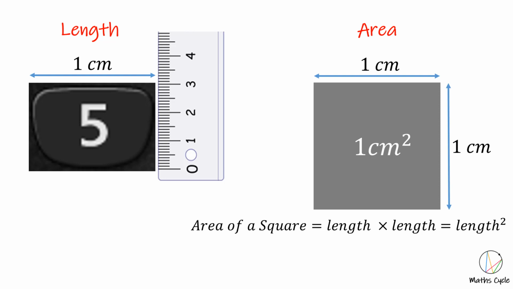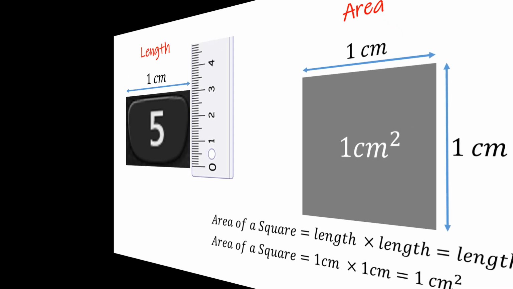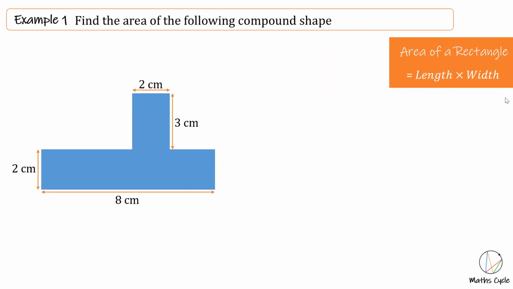So if I looked at this square here, the area of this square is 1 centimeter multiplied by 1 centimeter equals 1 centimeter squared. So it's 1 because 1 multiplied by 1 is 1. And a centimeter by a centimeter is a centimeter squared, i.e. it's a square whose lengths are 1 centimeter. Okay. So example number 1.